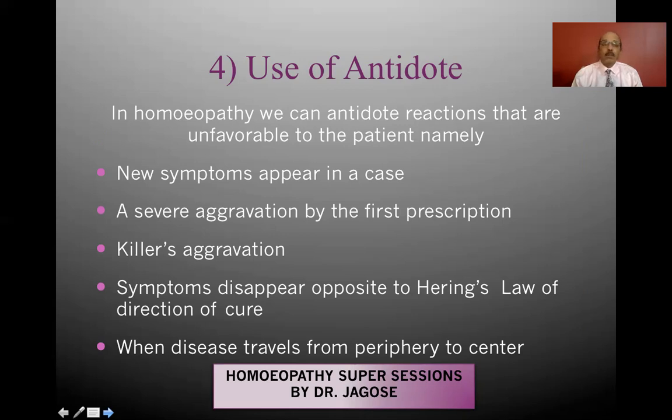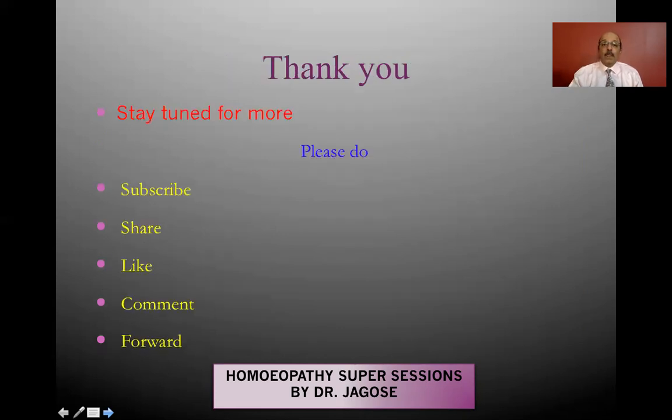So if symptoms disappear in the opposite direction of Herring's law of cure, definitely you know that you're on the wrong track. You have to antidote it. And when disease travels from the periphery to the center, that also you know, that disease travels from less important organs to the more important organs, or from the periphery to the center. That time you have to at once antidote.